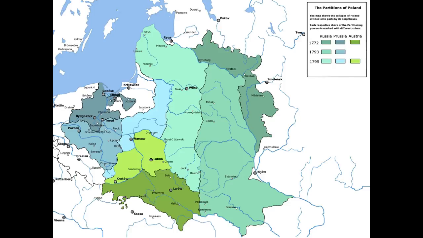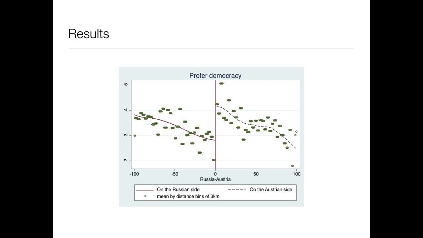So what these researchers did was they took a look at modern Poland, and they took a look at the opinions of citizens of Poland and correlated them with how far away they are from the previous borders of the different empires to see whether there were any discontinuities. So you got results like this one, right? When you ask them, do you prefer democracy? You see that the Russia-Austria border is a very salient one. People who are just on the Austria side of the border are much more likely to prefer democracy than people who are just on the Russia side of the Russia-Austria border.